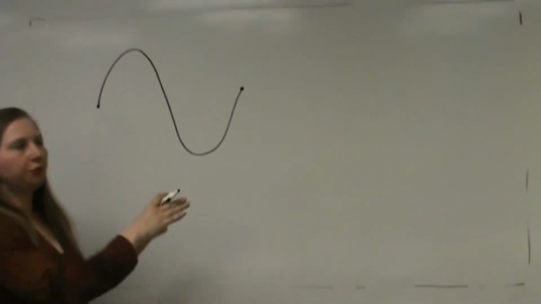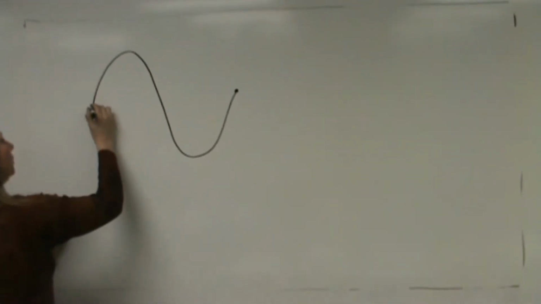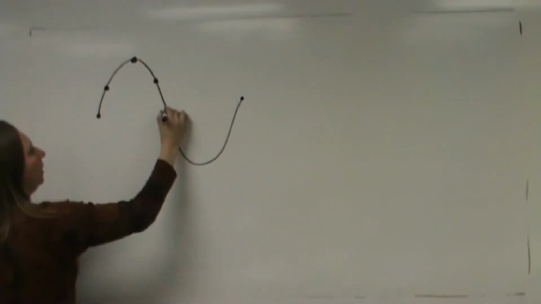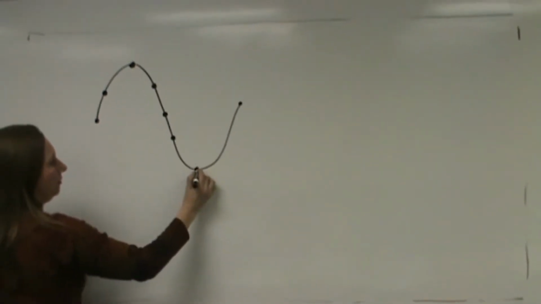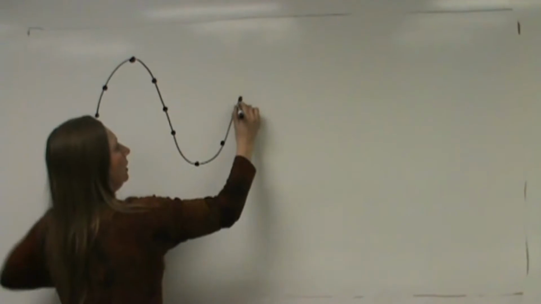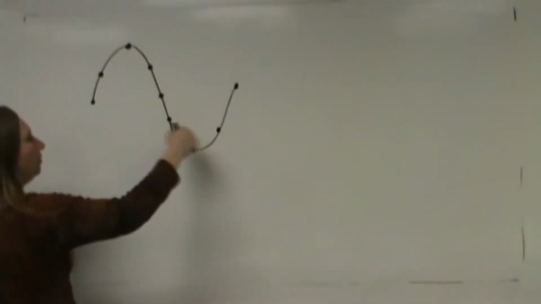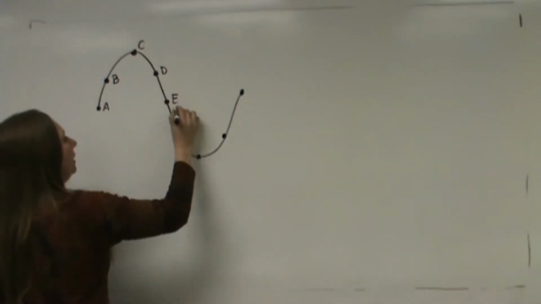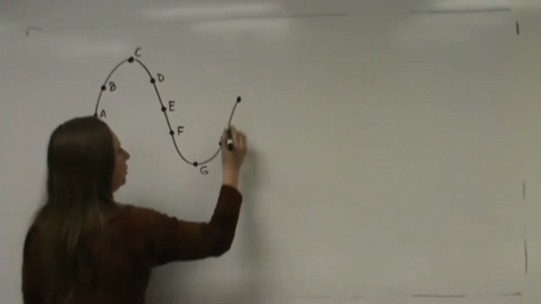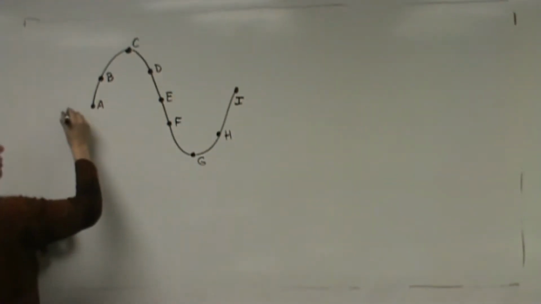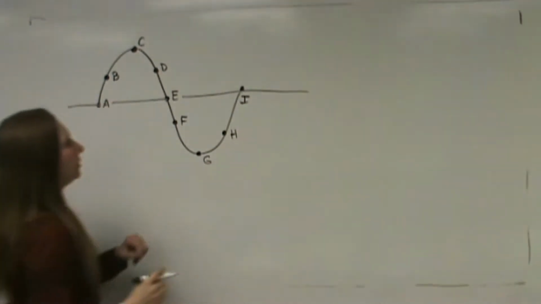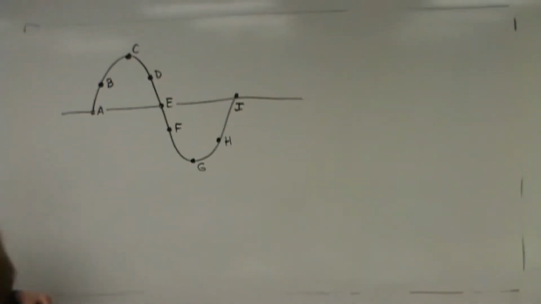Now, I'm going to put lots of points on this cycle. There's a point here. I'll put one here and here. All right, there they are. Now, of course, I could put an infinite number of points from here to here, but we'll just start with this many. And we'll label these A, B, C, D, E, F, G, H, I. Now, of course, through the center, we have our equilibrium position.